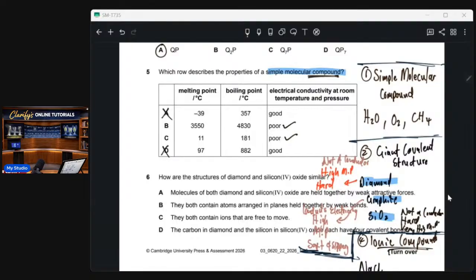Now, it must then have low melting and low boiling point. So you are left with C. This is too high. There we go. Because once it has high melting, high boiling, it may be diamond or it may be silicon dioxide.